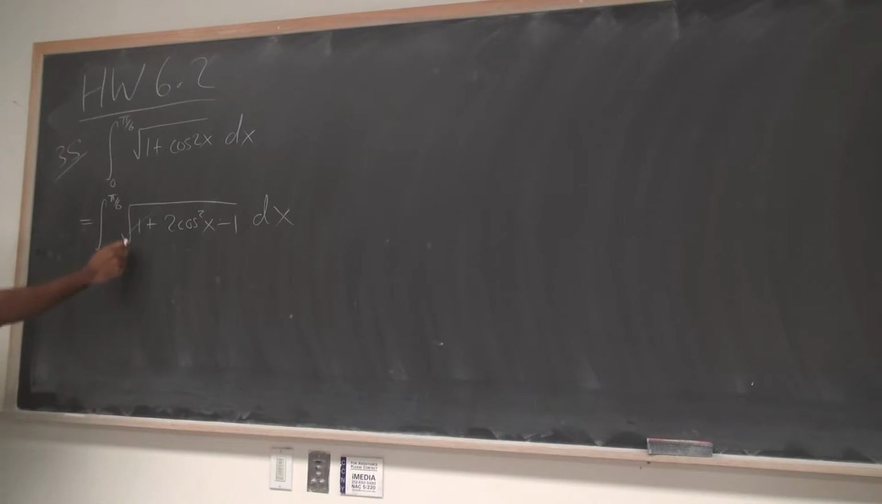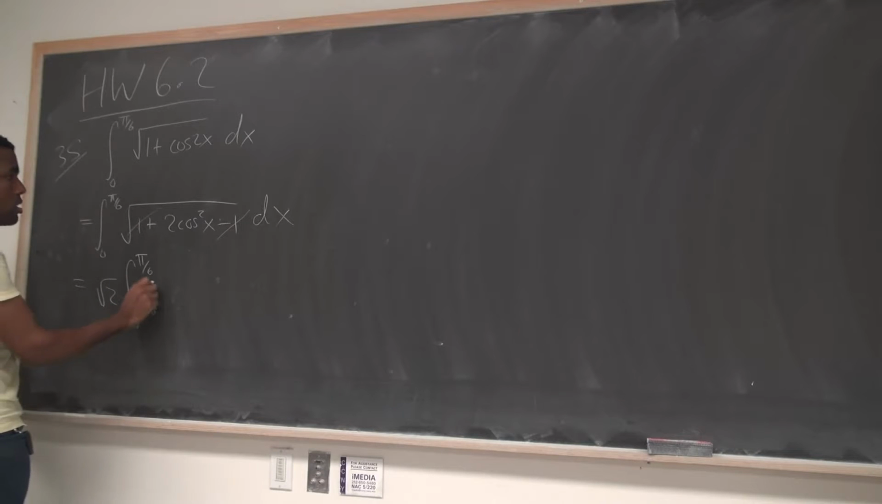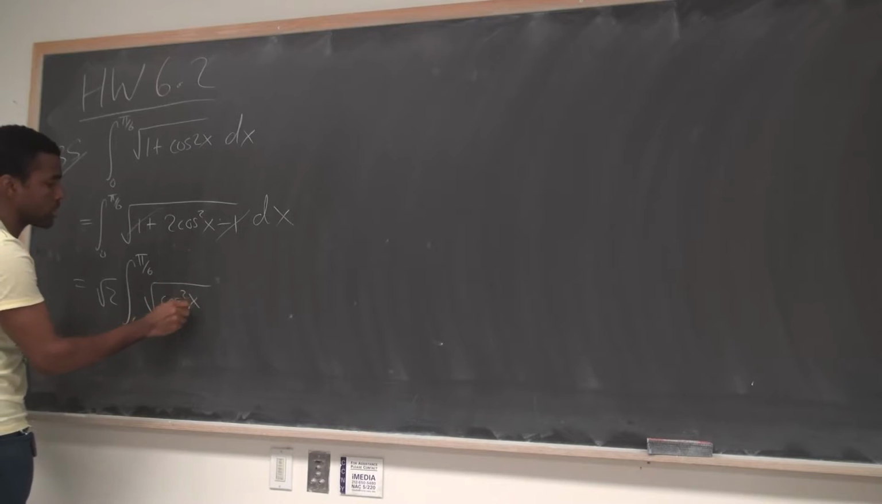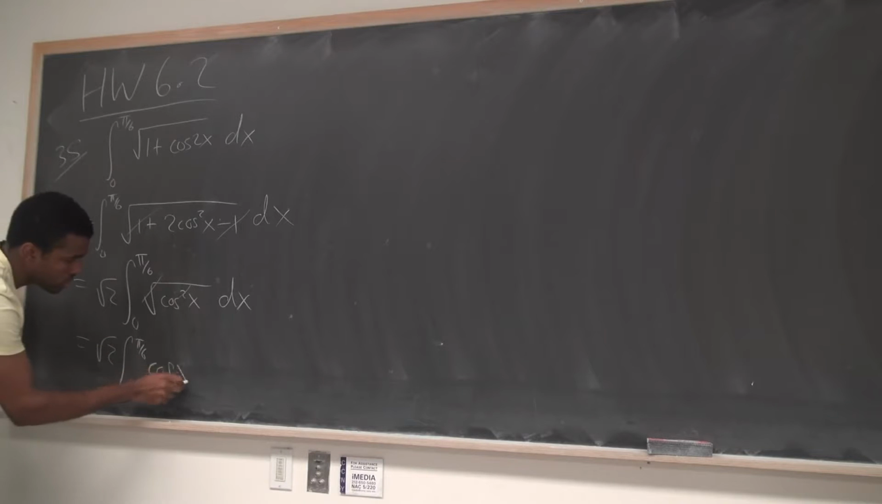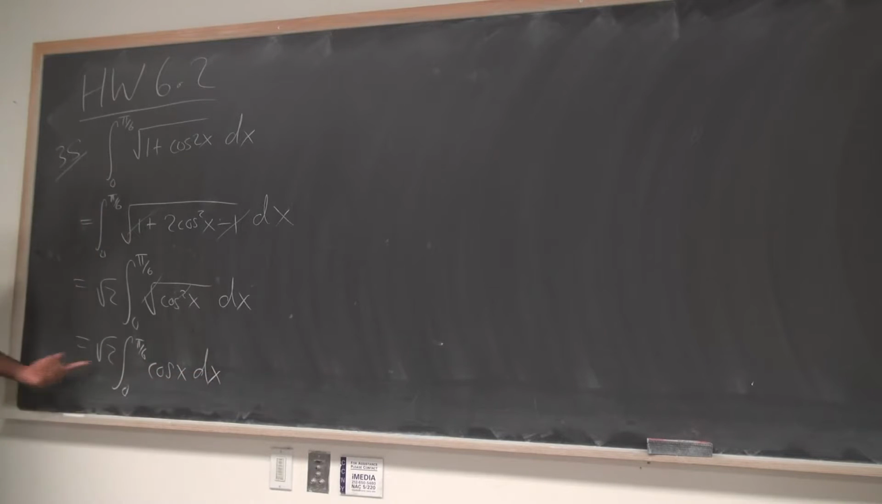Perfectly valid. This kills that. So we just have radical 2 times the integral of 0 to pi over 6, and now we have cosine squared x here. Now remember, technically this is the absolute value of cosine x, but because we're on an interval where cosine is positive, we can just cancel here. So it's really just that guy in disguise.